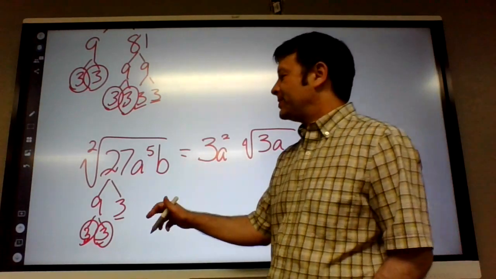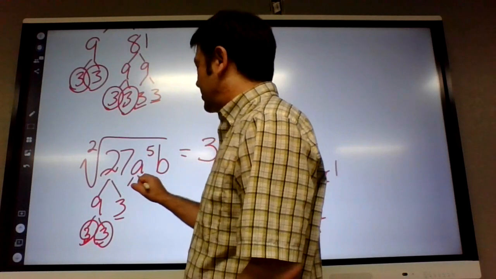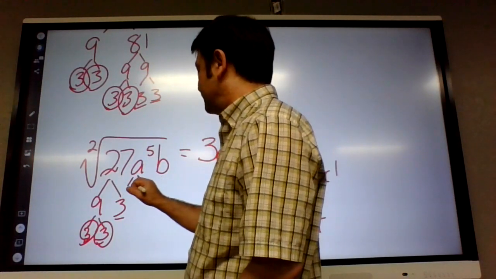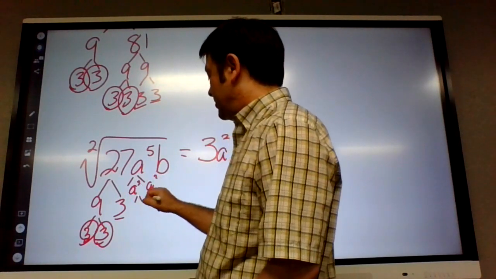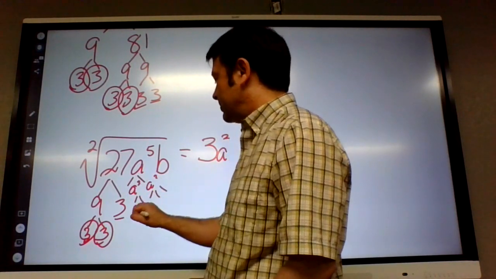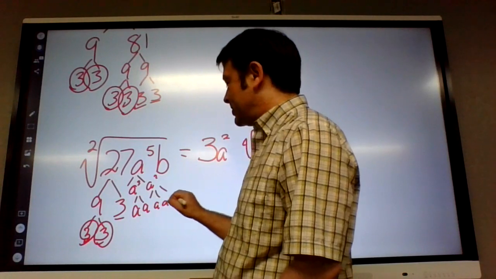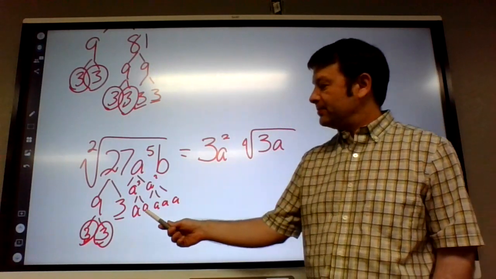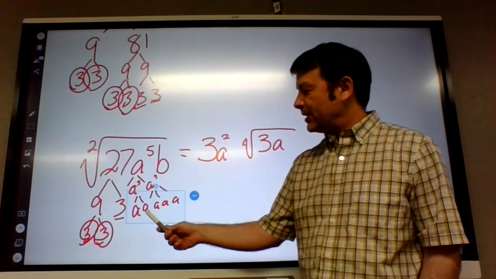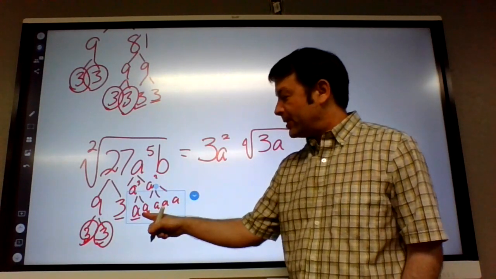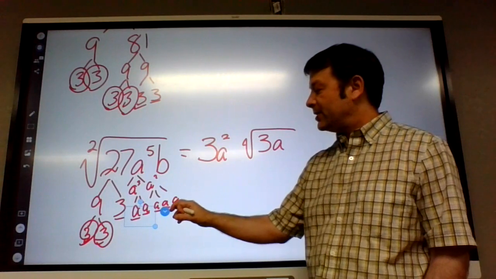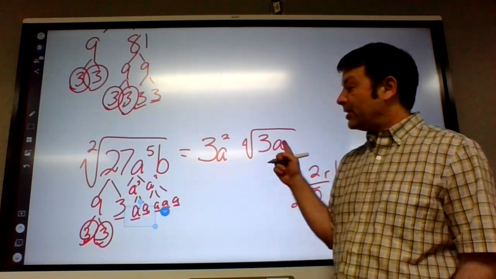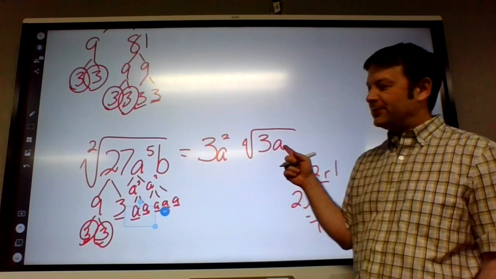One way, I'm not sure if this is helpful or not, one way you could think of this is like a to the 5th. It's like a times a times a times a times a. If there's a double, that one a comes out. Another double, that a comes out. So a squared comes out, and then this a is left behind. That's another way you could try it.